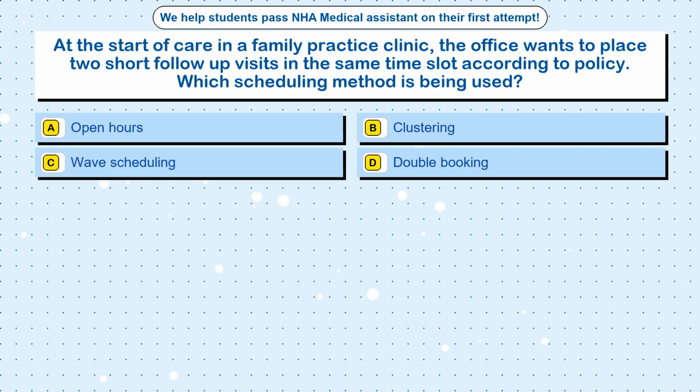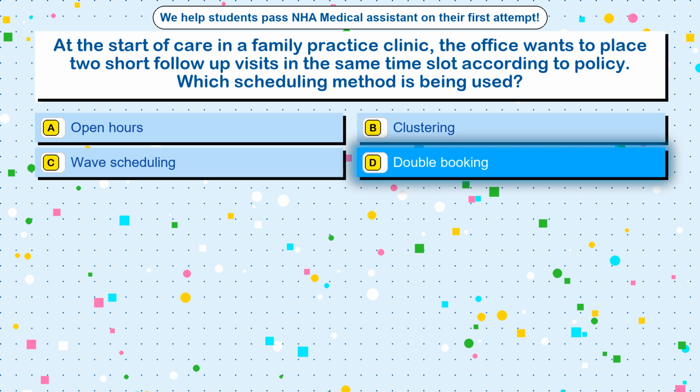Question 39. At the start of care in a family practice clinic, the office wants to place 2 short follow-up visits in the same time slot according to policy. Which scheduling method is being used? Option A. Open hours. Option B. Clustering. Option C. Wave scheduling. Option D. Double booking. The correct answer is option D.